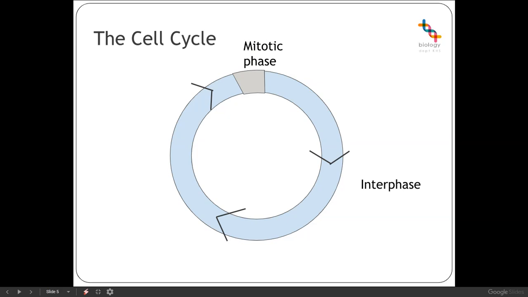However, although you can't see anything taking place, describing interphase as the resting phase isn't quite true. Interphase is an active period of growth, so there's a lot actually happening during interphase. We have, for example, protein synthesis, organelles are being produced, and we're also replicating chromosomes. So as a result, interphase itself has been divided into three subphases.